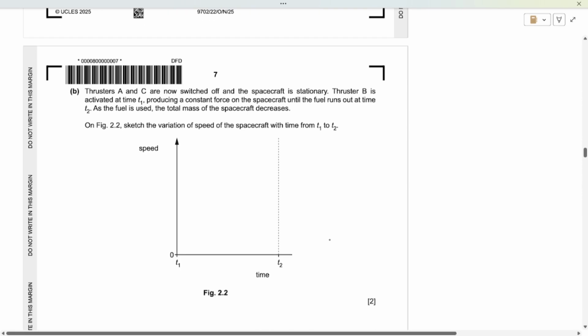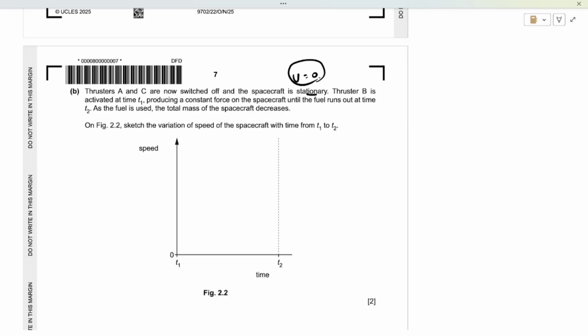Okay, going for the next question. Thrusters A and C are now switched off. Thinking about the question, the spacecraft is now stationary, so u will be 0. Since A and C are switched off, what happens to the velocity? It will be zero because the spacecraft is stationary. Now only thruster B is activated at a time t1, producing a constant force on the spacecraft until the fuel runs out. Since the fuel is running out, the mass is going to decrease, and we need to sketch a graph.